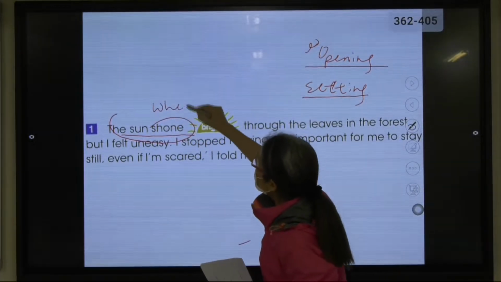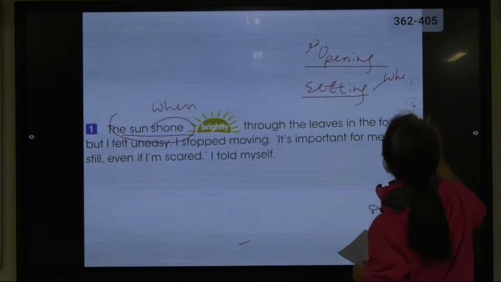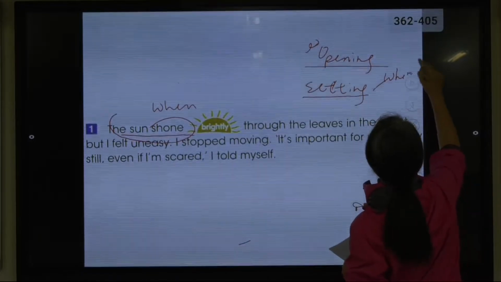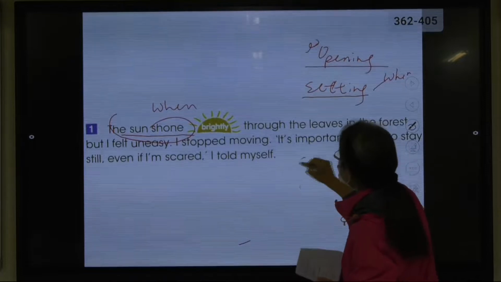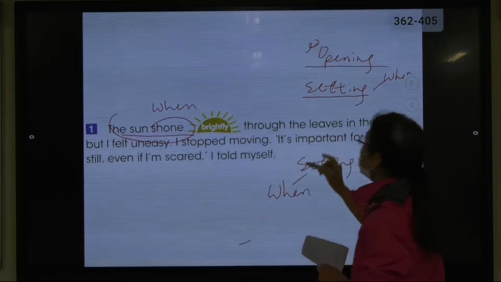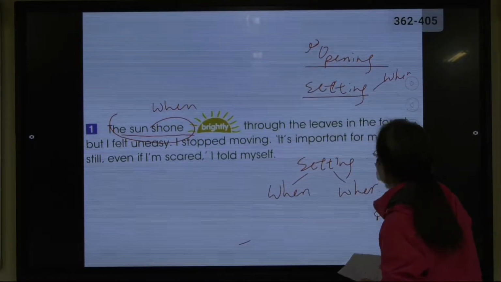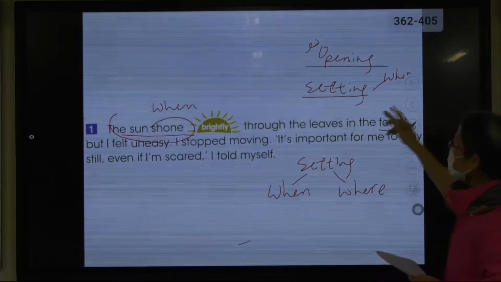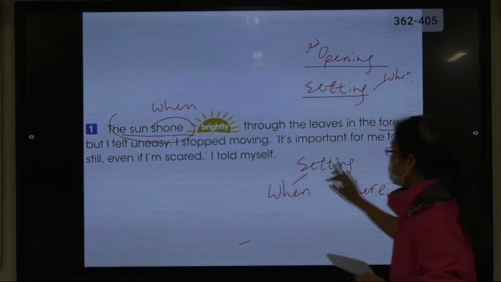So, when? When is it? So this one. Okay, when? At daytime. When does it happen? At daytime. And where does it happen? Look here. In the forest. So the story happened at daytime in a forest.